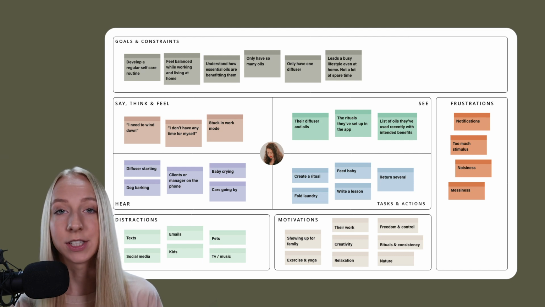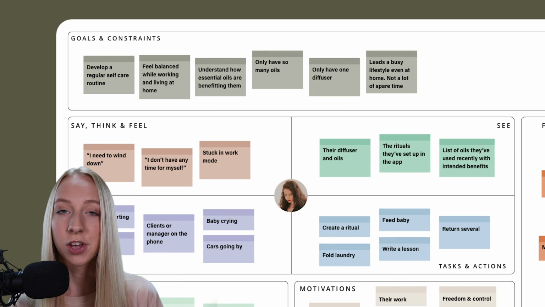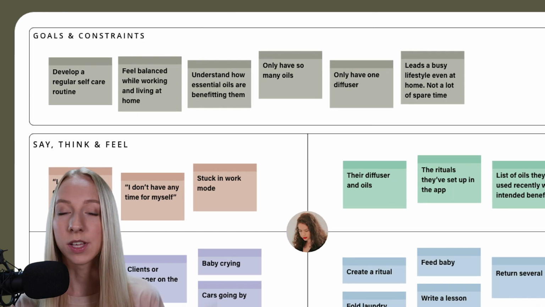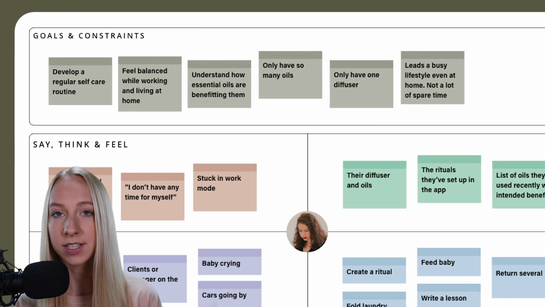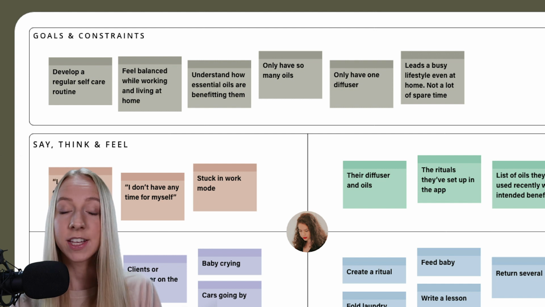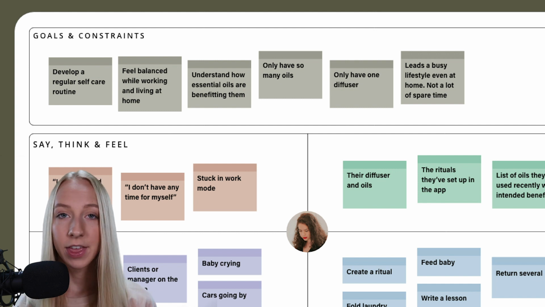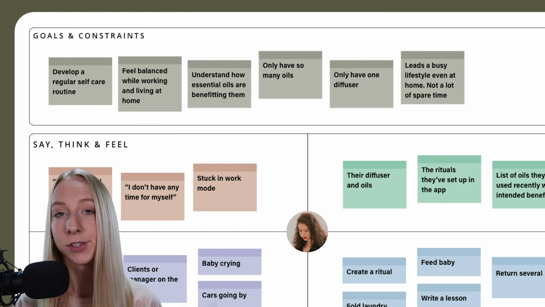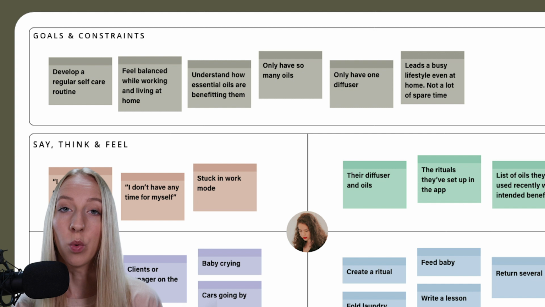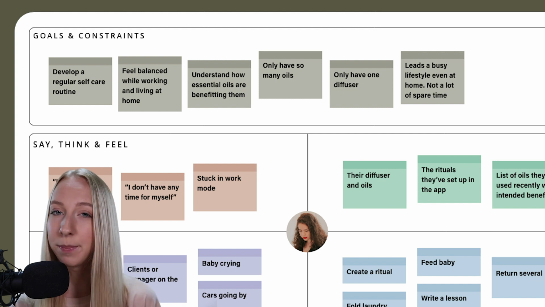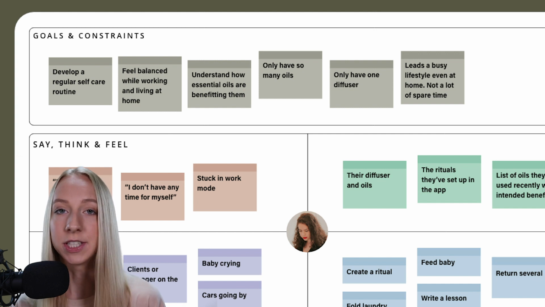So the top category is goals and constraints. So figure out what the goals of the user is that's using your product and what constraints they have. For this project, for example, I had the goals and constraints as develop a regular self-care routine, feel balanced while working and living at home, understand how essential oils are benefiting me. And the constraints were they only have so many oils at home, they only have one diffuser, and I lead a busy lifestyle at home and don't have tons of spare time.